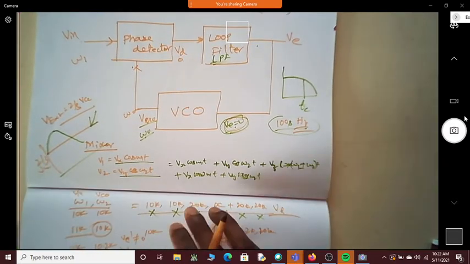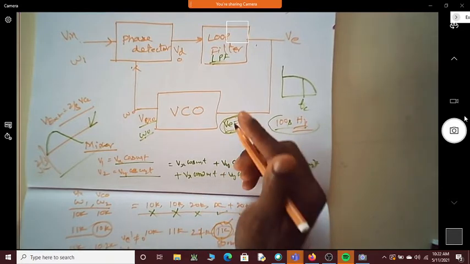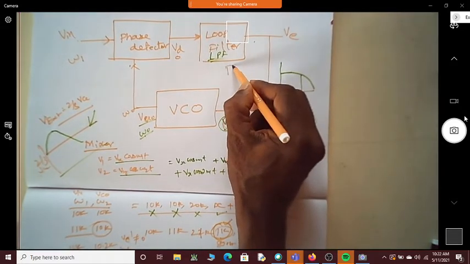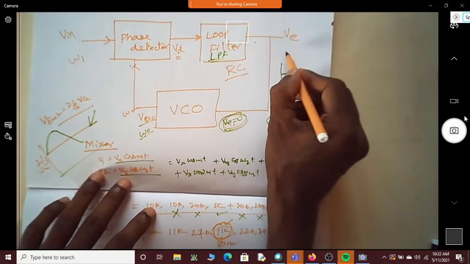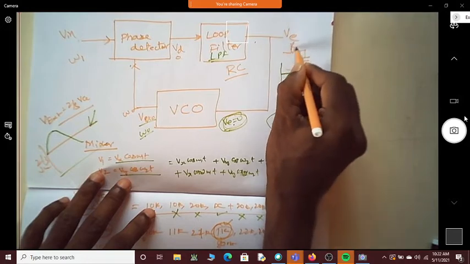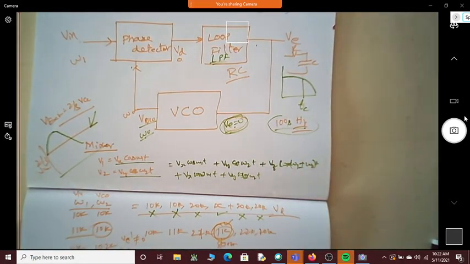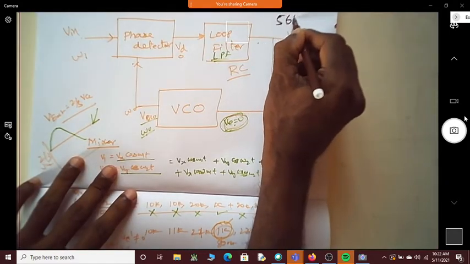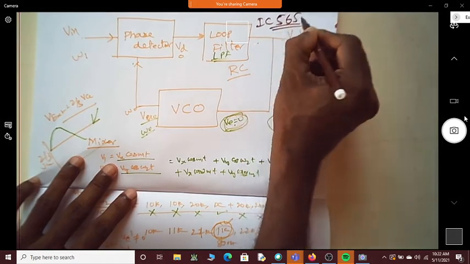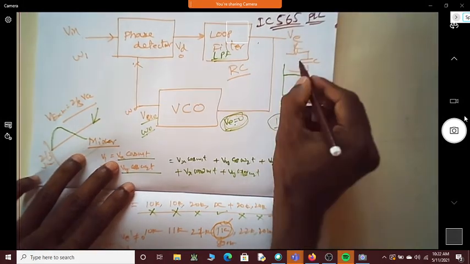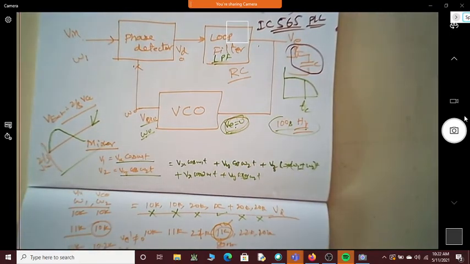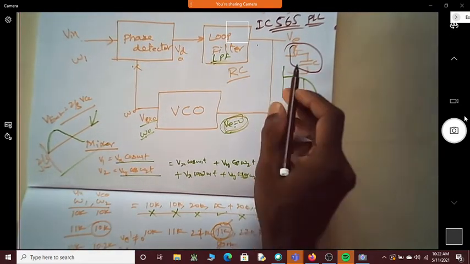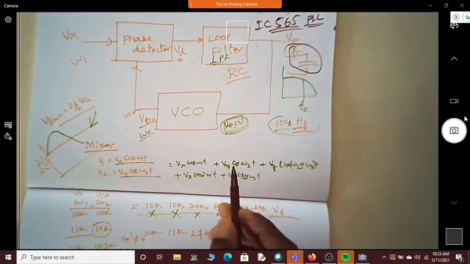So as we can see here, what is the role of each and every component? This loop filter is going to have some R and C, because when you have a low pass filter, it will always have a resistor and capacitor. This is seen in your IC also. 565 is an IC number, a very prominently used PLL IC, which utilizes R and C for your loop filter.